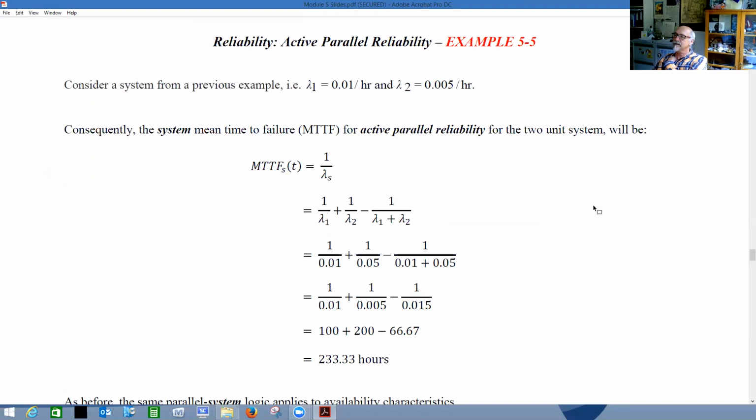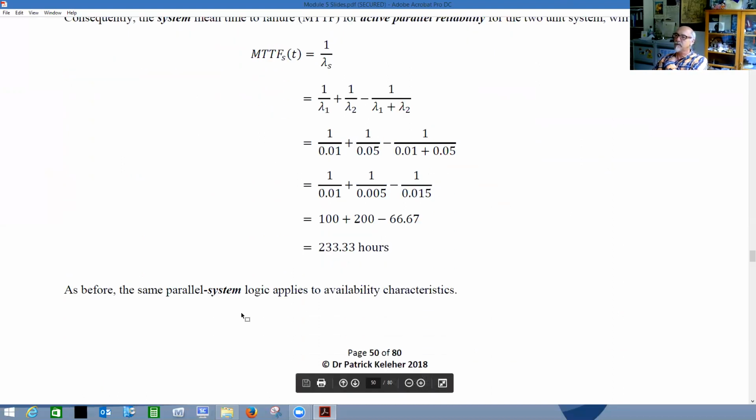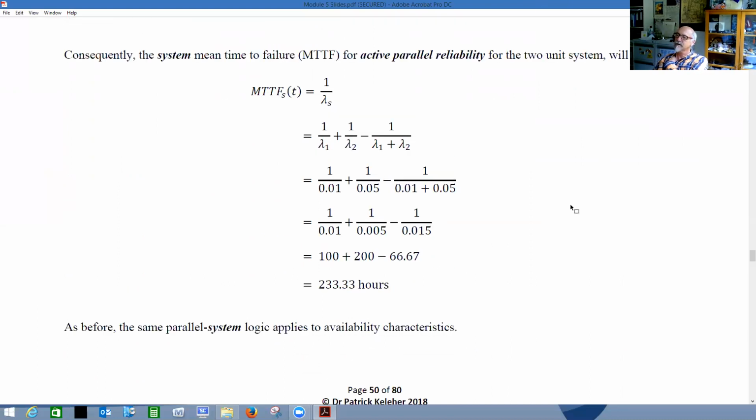So if we consider a system from the previous one that was 100 hours and 200 hours, so therefore lambda 1 and lambda 2, if you remember, we were able to calculate those. Plug them in our formula. So again, the mean time to failure in actual fact will be 233 1/3 hours. So as before, the same parallel system logic applies to the availability characteristics. So again, these are the kind of calculations that we're able to do.